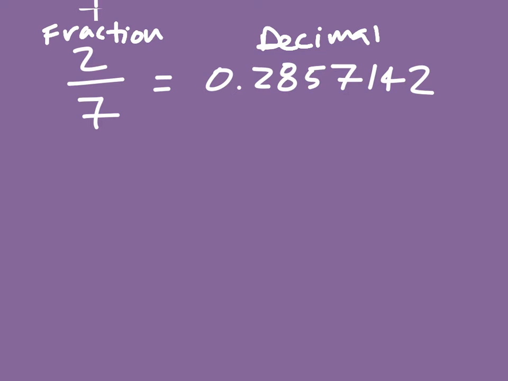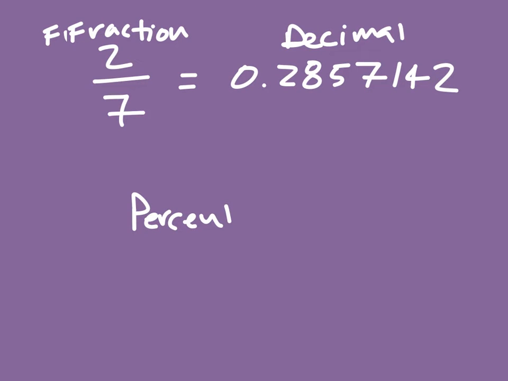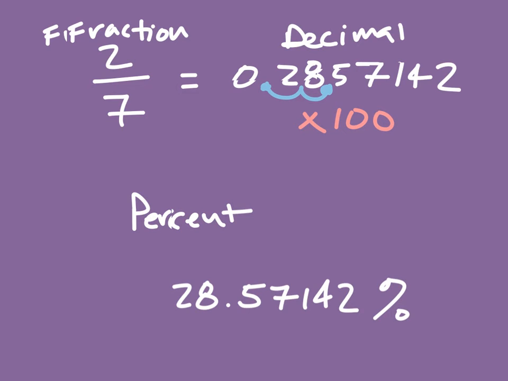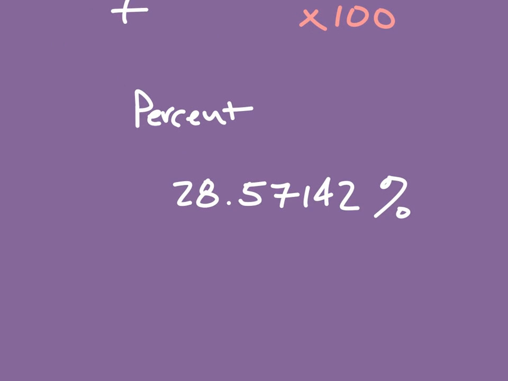And we want to turn this into a percent. So what we'd want to do, again, is multiply this number by 100. That's a way to do this. Or you could simply move your decimal place to the right 2 spots. So as a percent, we would write this as 28.571442%. And usually you round this to the nearest tenth.